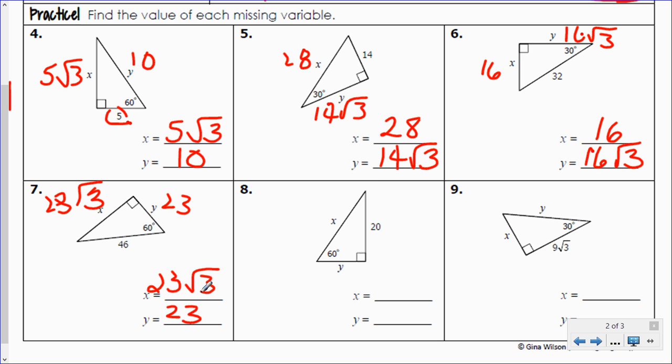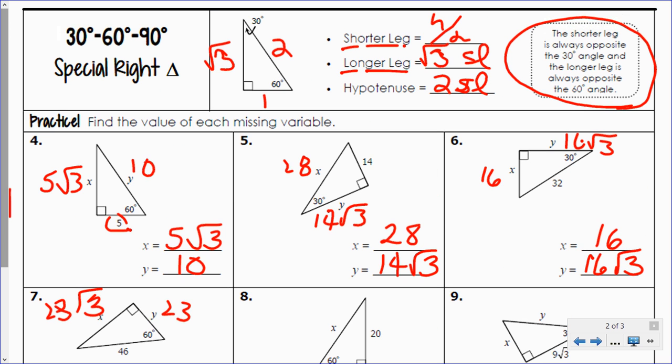Okay, on number 8. Now we haven't run into one like this yet. This time we're given the longer leg. When you're given the longer leg, let's go back up to our rules. The longer leg is equal to square root of 3 times the shorter leg. So if you take that equation and solve it for the shorter leg, you would take the longer leg and divide it by square root of 3. So the shorter leg is equal to the longer leg, which I'm calling LL, divided by square root of 3. Okay?